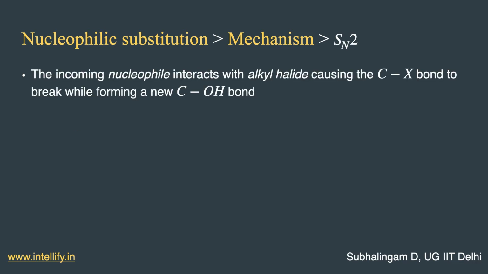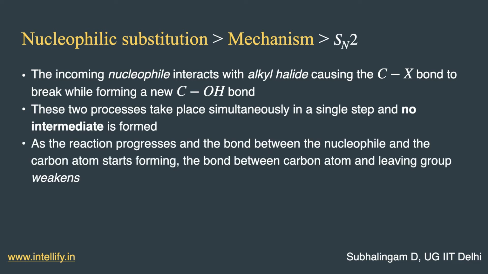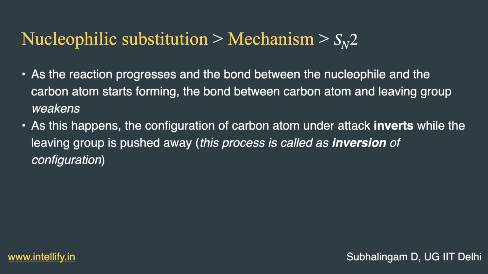The incoming nucleophile interacts with the alkyl halide, causing the C-X bond to break while forming a new C-OH bond. These two processes take place simultaneously in a single step, and no intermediate is formed. As the reaction progresses and a bond between the nucleophile and the carbon atom starts forming, the bond between the carbon atom and the leaving group weakens. As this happens, the configuration of the carbon atom under attack inverts while the leaving group is pushed away, and this process is known as inversion of configuration. Don't worry about this term, I will be talking about this in detail in the next video.